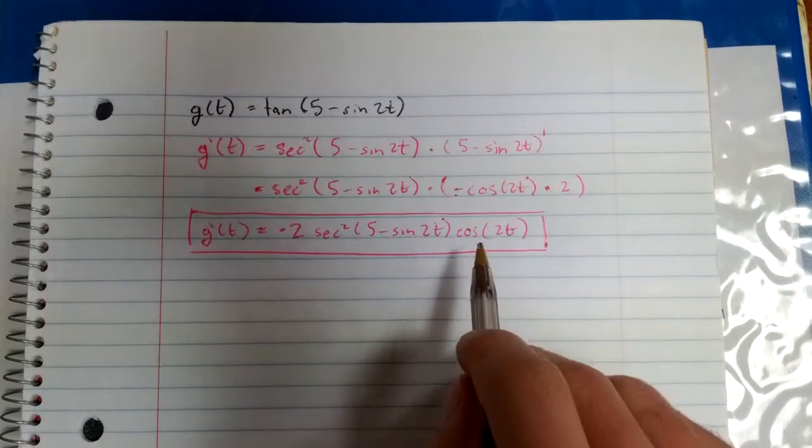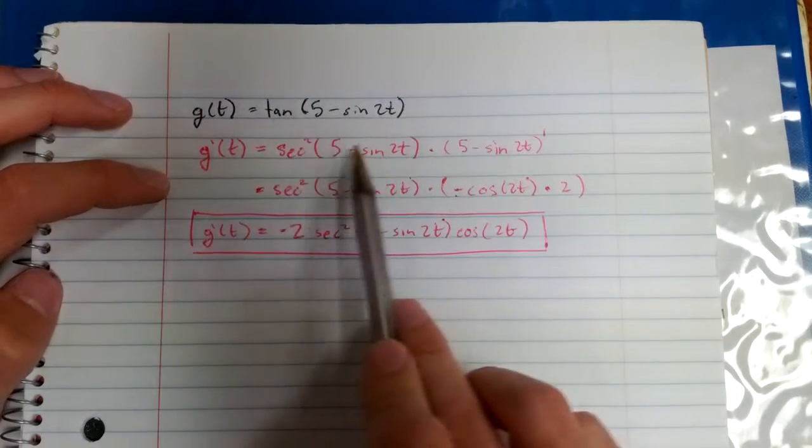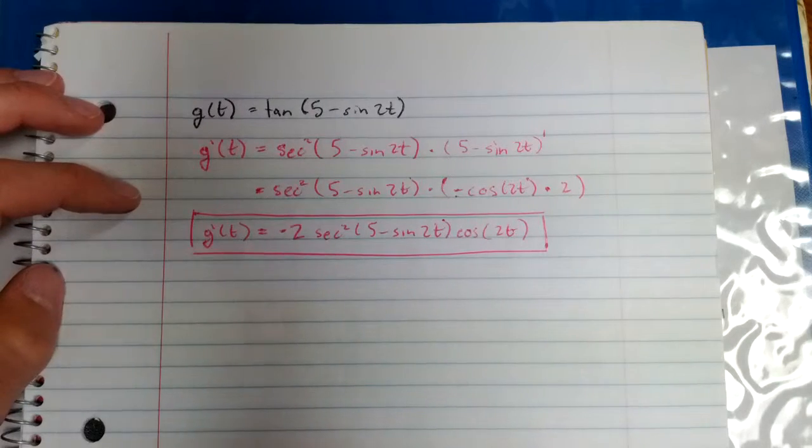Just took two applications of the chain rule. And derivative of the outside, leave the inside the same, then multiply by the derivative of the inside, and keep doing that until you don't have to apply the chain rule.